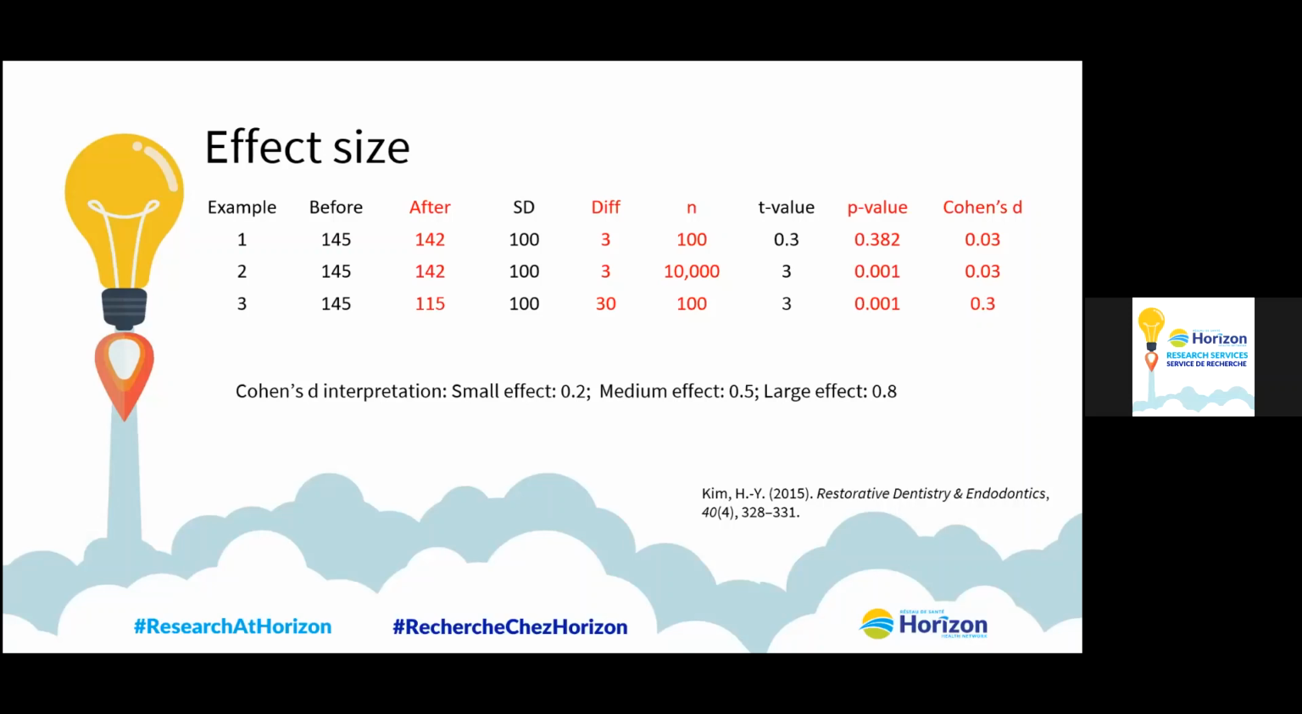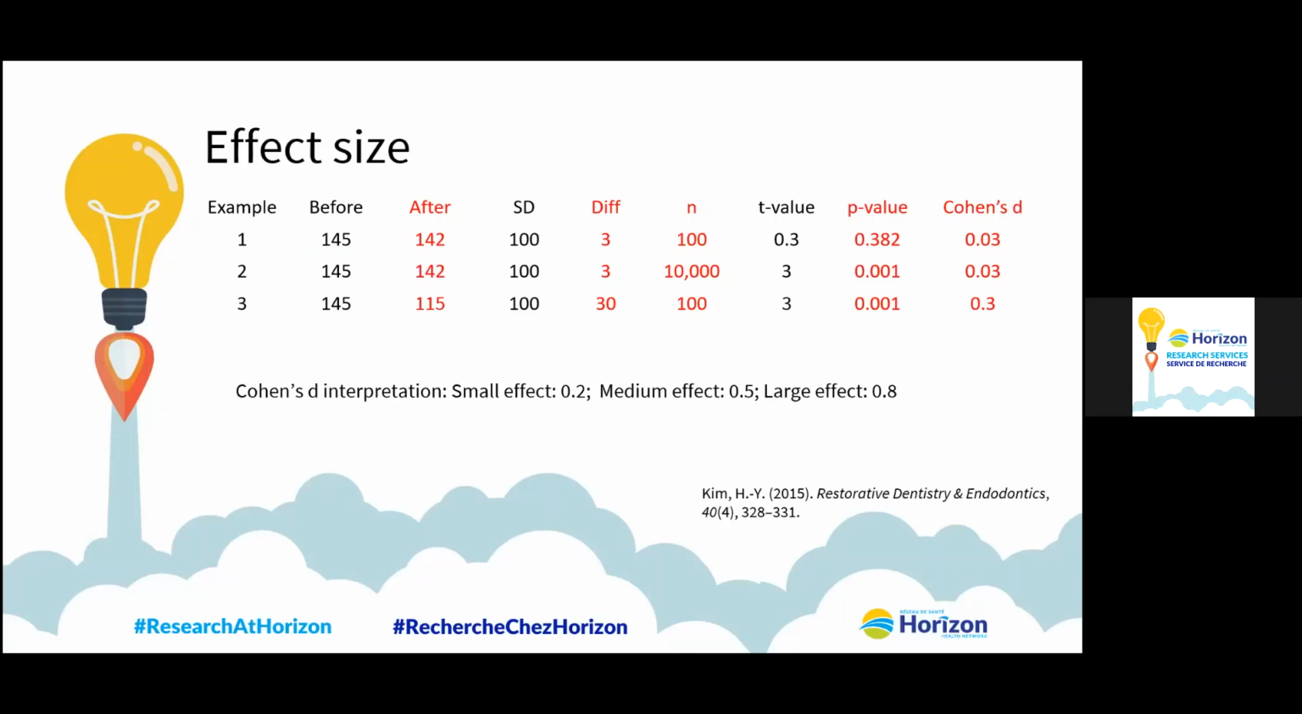We can also look at the effect size, giving some context to that difference, and we can get a Cohen's d. The interpretation of that: if we get a value of 0.2, that would be considered a small effect. A value of 0.5 would be a medium effect. And a value of 0.8 would be a large effect. So for example 1, there's a Cohen's d, an effect size, of 0.03. So this would be very, very small, an almost insignificant difference between these 2 groups.